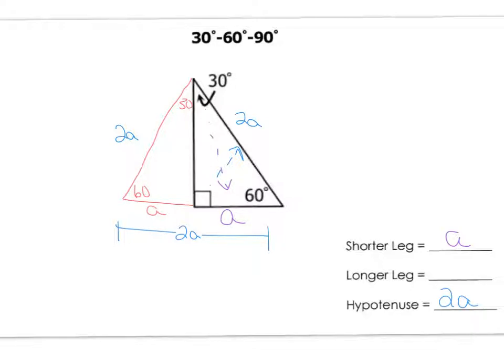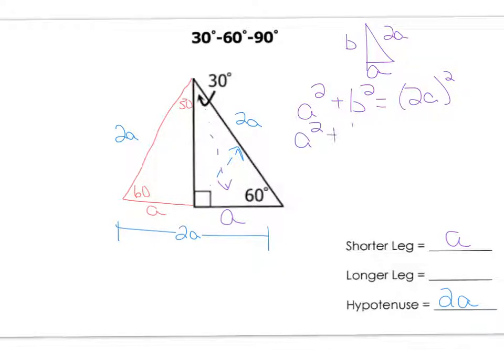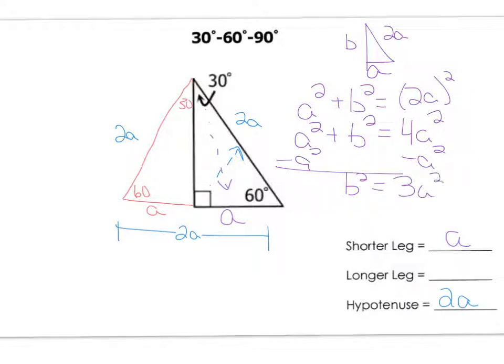We're going to come over, we're going to do a little bit of Pythagorean Theorem. We're going to draw that triangle. We know that this is A, this is 2A, and let's say that longer leg is B. We're going to solve for B. A squared plus B squared equals, and the hypotenuse is 2A squared. All right, so A squared plus B squared, 2A times 2A is 4A squared. I'm going to subtract A squared from both sides, and I get B squared equals 3A squared.